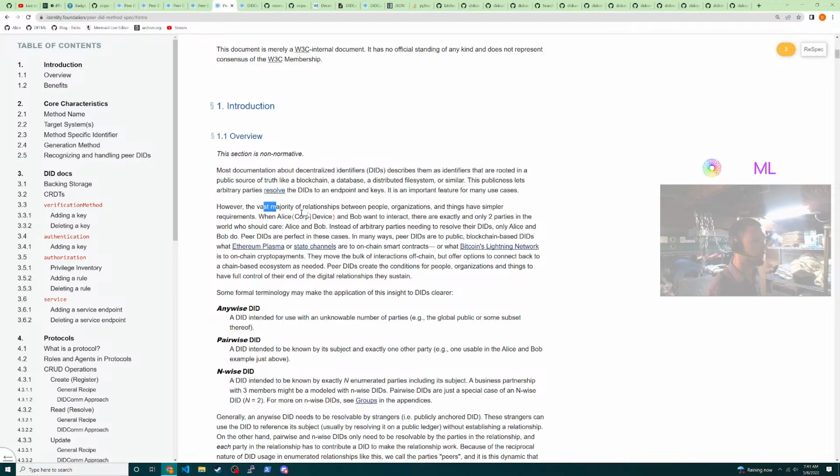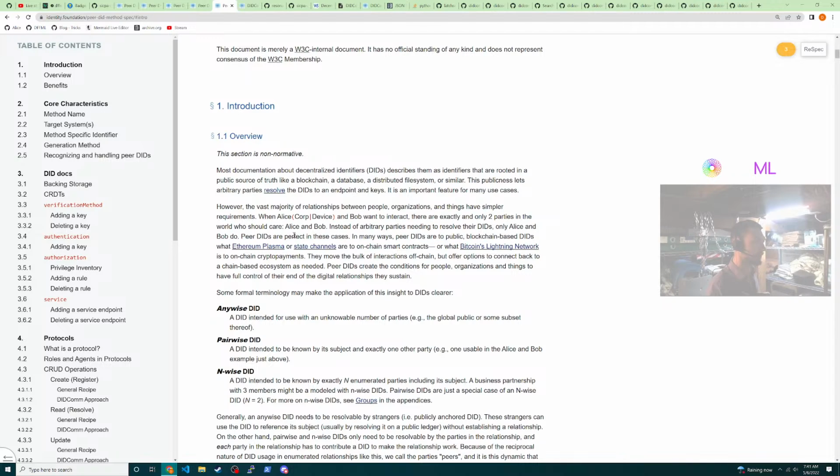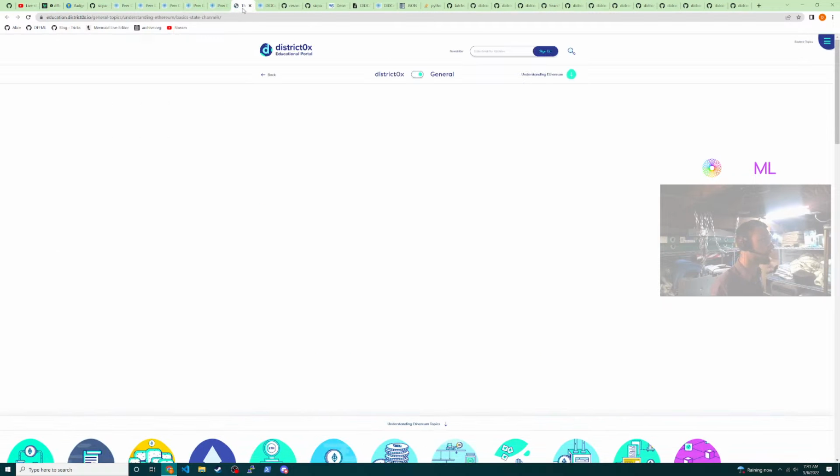However, the vast majority of relationships between people, organizations, and things have simpler requirements. When Alice, a corporation or device, and Bob want to interact, there are exactly two parties in the world who should care, Alice and Bob. Instead of arbitrary parties needing to resolve their DIDs, only Alice and Bob do. Pure DIDs are perfect in these cases. In many ways, pure DIDs are to public blockchain-based DIDs what Ethereum Plasma or state channels are to on-chain smart projects.